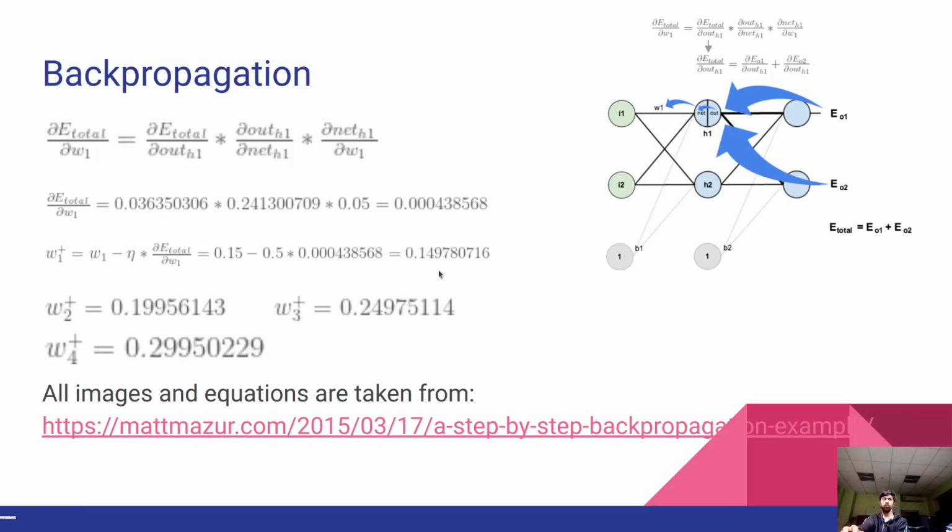So W1 will be this, W2 will be this, and this. Same for these values. And so if you perform this step multiple times, at some point it is expected that it will converge, and it will give very good predictions on new inputs. So this is the basics of backpropagation.